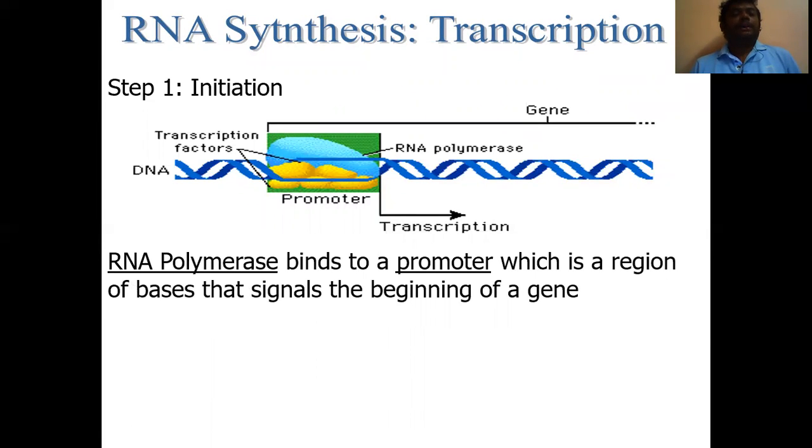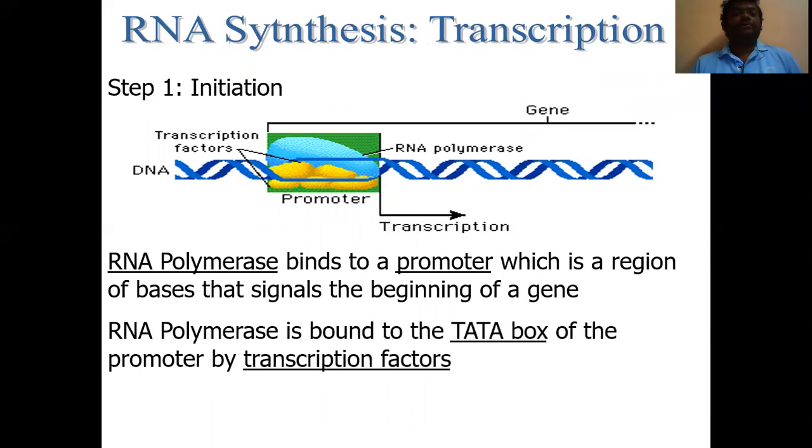Next, the RNA polymerase binds to the promoter region, which is a region of bases that signals the beginning of a gene. RNA polymerase is bound to the TATA box of the promoter. This is called the TATA box.